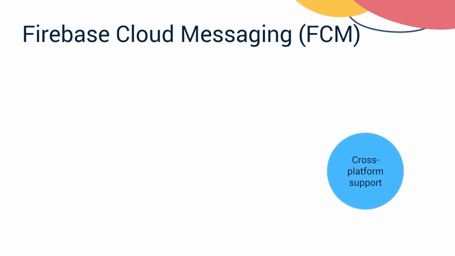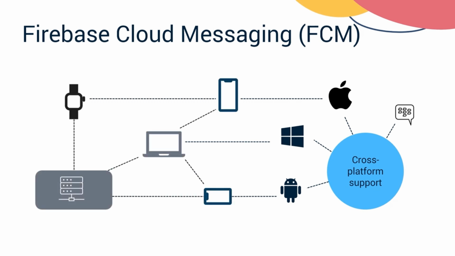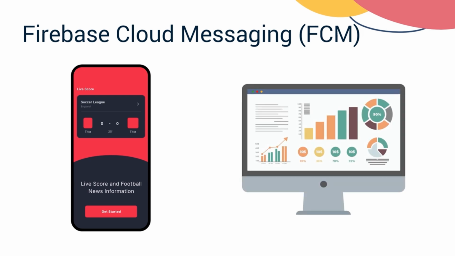Cross-platform support allows developers to send notifications across different operating systems, like Android, iOS, and web apps, making it an efficient choice for multi-platform development. Topic messaging enables developers to send notifications to specific user groups based on their interests. For example, a sports app can notify users about their favorite team's results. Analytics integration with Google Analytics allows developers to track user engagement and optimize notification strategies based on real-time data insights.